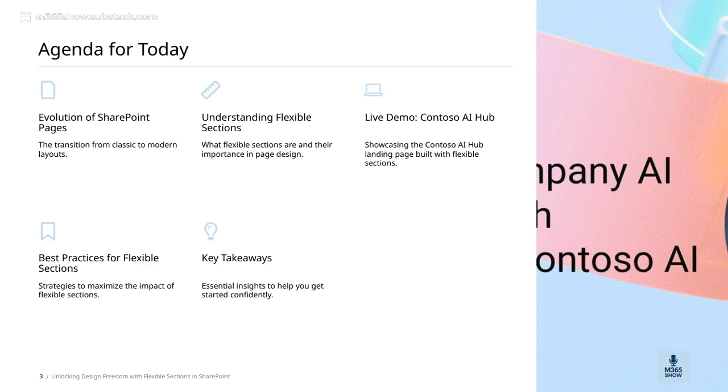Before we get into the demos, I want to clarify what flexible sections are and why they're so important in page design. They give you the ability to create dynamic, customizable layouts that adapt to your content needs. Finally, we'll look at the evolution of SharePoint pages, specifically how we've transitioned from classic to modern layouts. This shift has opened up new possibilities for design and user experience, making your pages more versatile and user-friendly. Throughout today's session, keep these points in mind as they form the foundation for creating more flexible, impactful SharePoint pages.